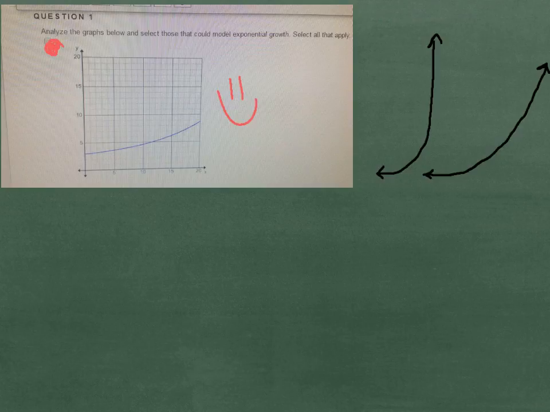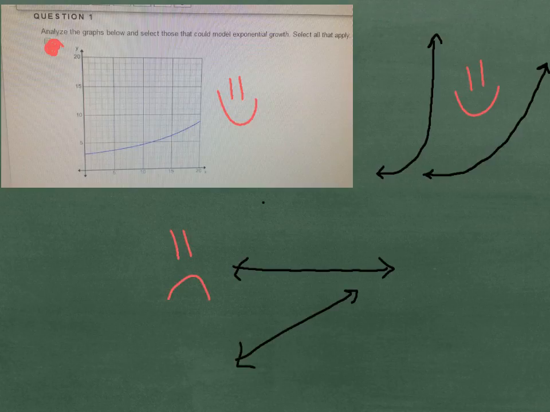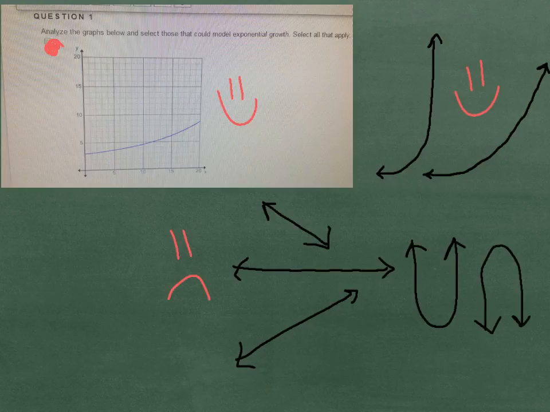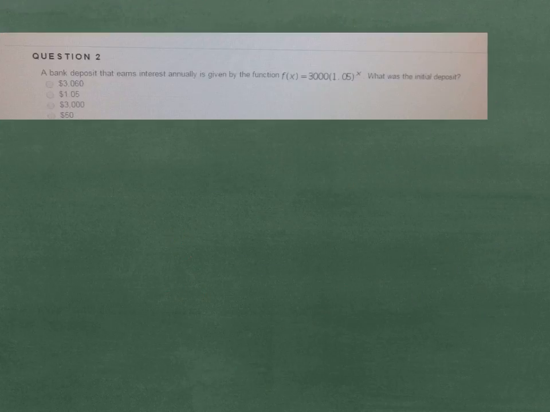What you want to stay away from is any graphs that are not curved like this. For example, a straight line. That's not exponential, no matter what direction it's going in. If it's straight, it's not exponential. It needs to curve. Also, U-shapes are not exponential. So all of these are not exponential. All right, let's move on to the next question.